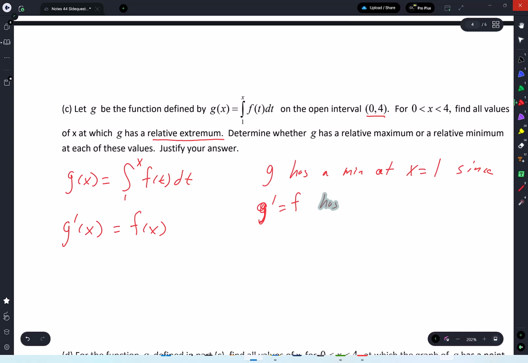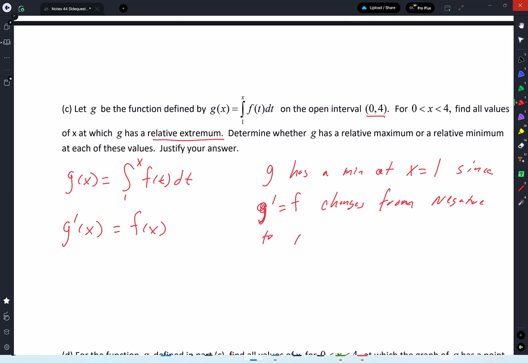changes from what to what? From negative to positive. g has a min at x equals 1, since g prime, which equals f, changes from negative to positive at x equals 1. I know it sounds silly to say it again. There it is. That's my first statement. Now I'm going to say the other one.